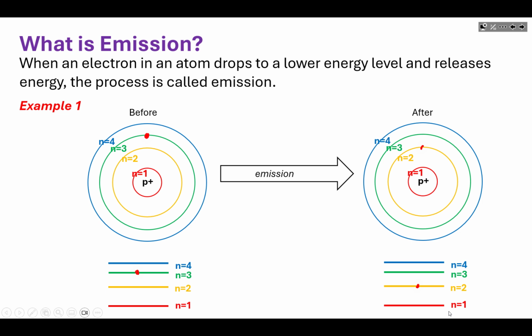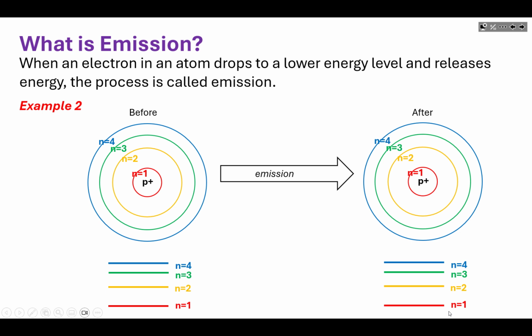So if we're drawing that in a circle diagram, we started off with n equals 3, and we're dropping down to n equals 2, and we could represent that with an arrow. And if we're using this type of diagram, where we have n equals 1, 2, 3, 4, if we're representing with an arrow, what this looks like is we're going from 3 to 2. Okay, let's do another example.